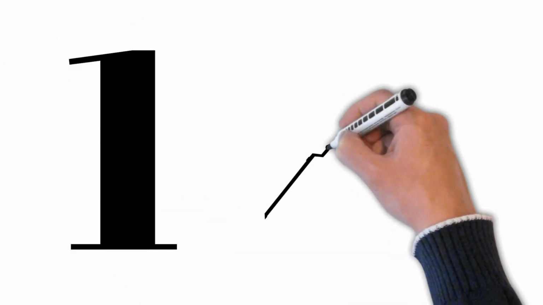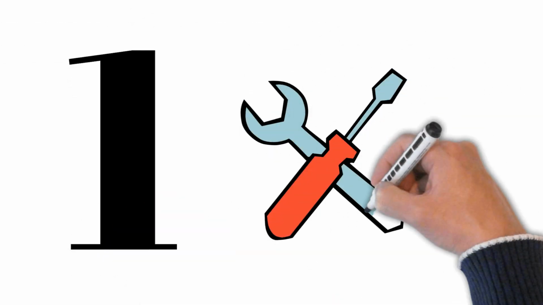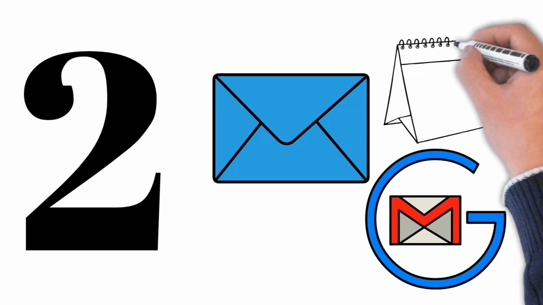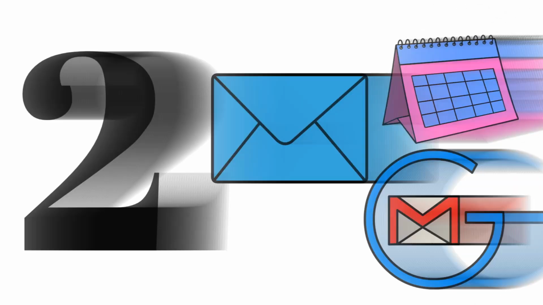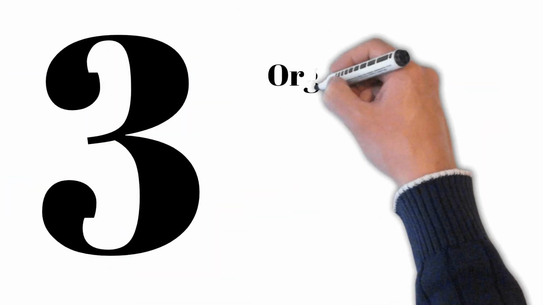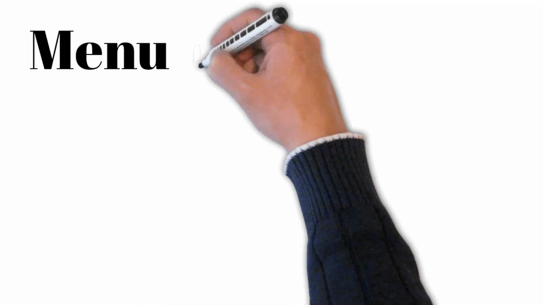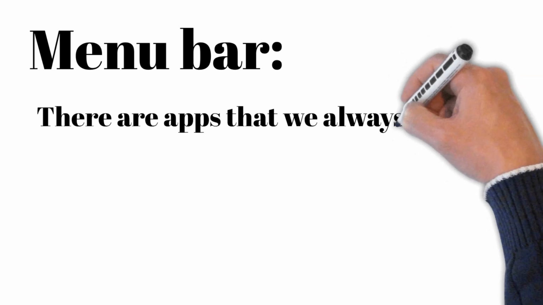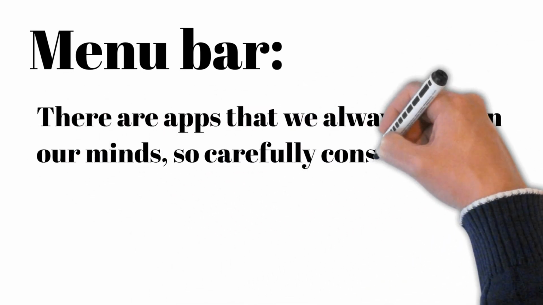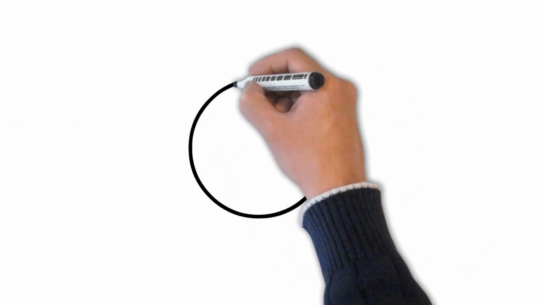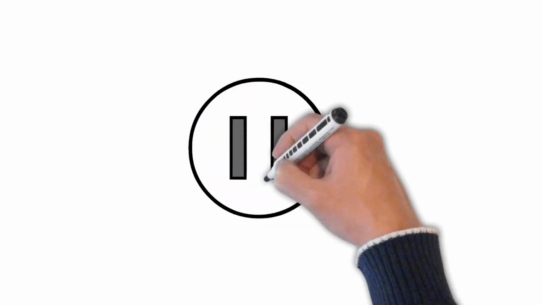On your home screen, keep only valuable tools. On the second screen, keep in folders apps that you can't uninstall, like email, calendar, and messages. And on the final page, organize your most addictive apps into folders. Don't forget about the menu bar. There are apps that we always have on our minds, so carefully consider which apps you will put here. Stop now and do it. If you are finished, we can continue with the social media audit.